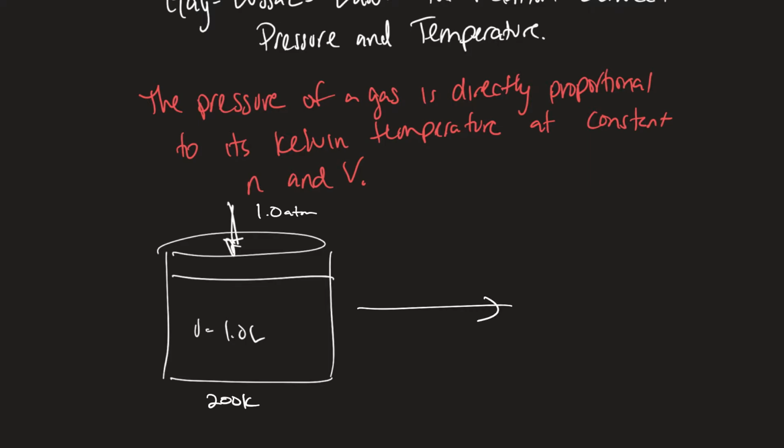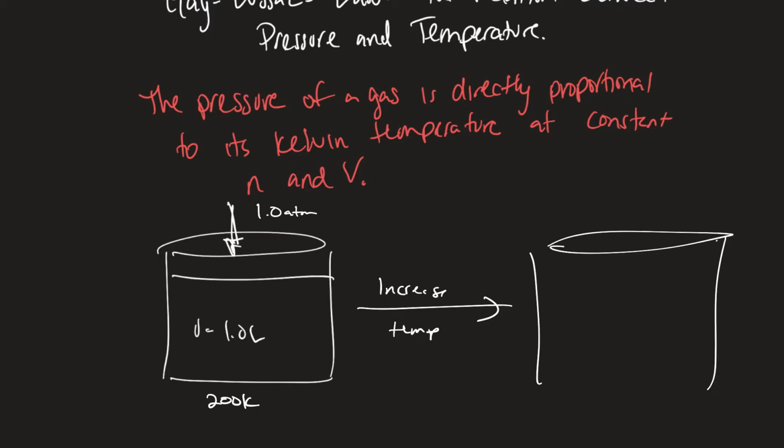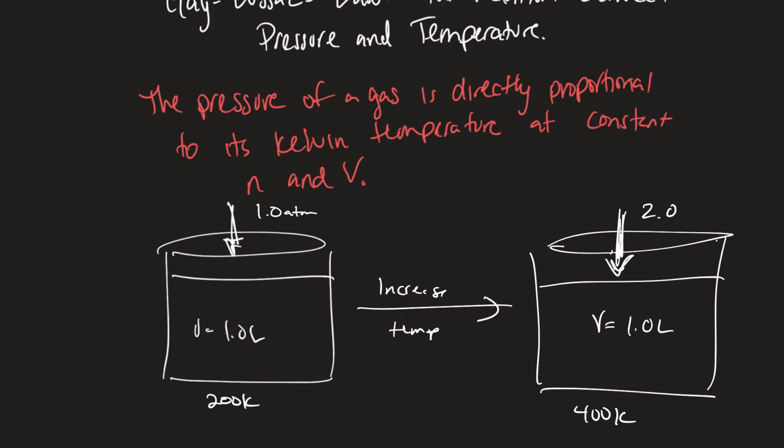And so if you were to increase the temperature, let's say we double it to 400 Kelvin, and the volume is still 1.0 liters, then we find that the pressure has now doubled. Since you doubled the temperature, you also doubled the pressure. So now the pressure is 2.0 atm.